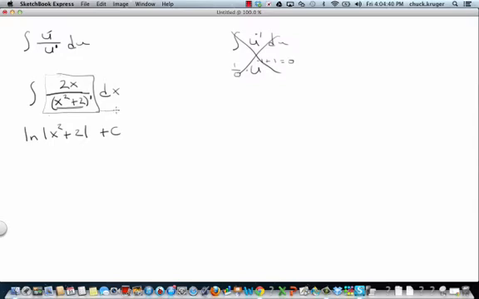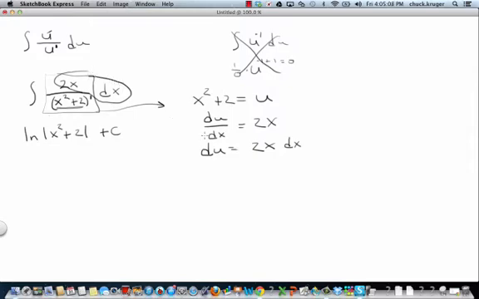Some other students will use substitution. And so they'll go to this quantity here, this x squared plus 2, and they'll assign that to be u. And then they'll take the derivative, du dx, and they'll get 2x, which is what they see right here. And so that means du is equal to 2x dx. And there's my 2x dx right here. And that's going to be replaced with du. Now you have to remember that's 1 du.